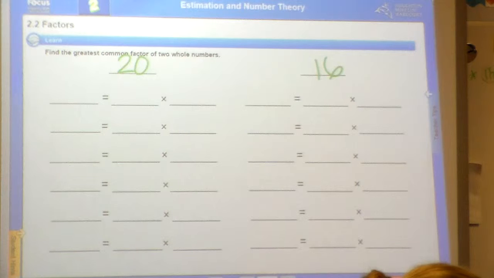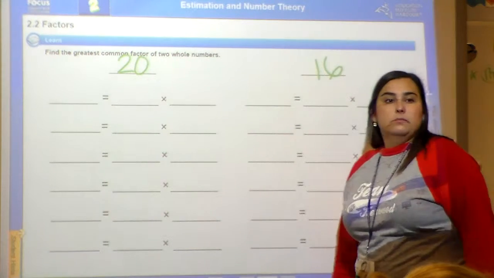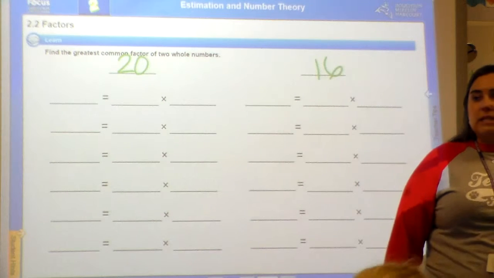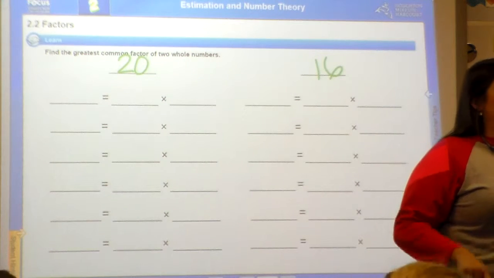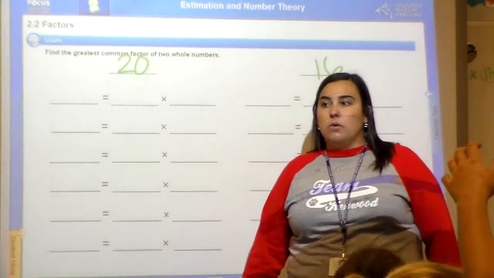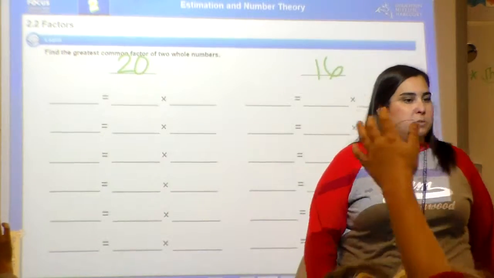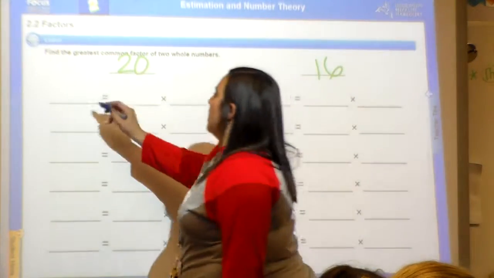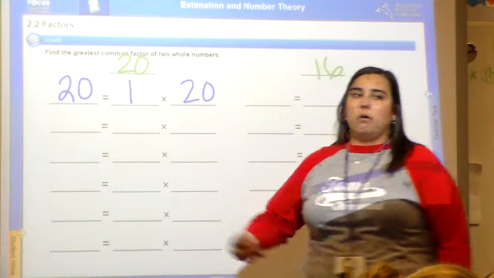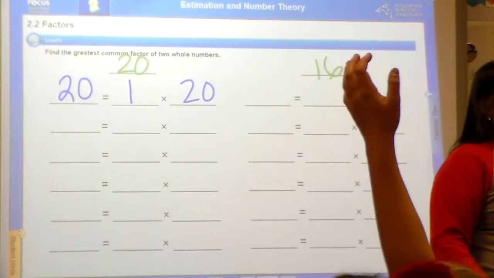All right, go ahead and cap your markers. Let's follow along with me up here for a moment. Easiest and most obvious choice for 20 first. What should we always put first? Braden? 20 times 1. We know to get 20, 1 times 20 will always yield us that answer.